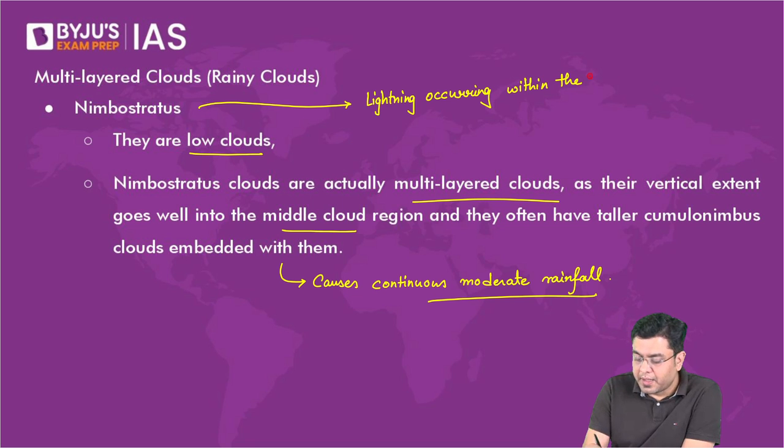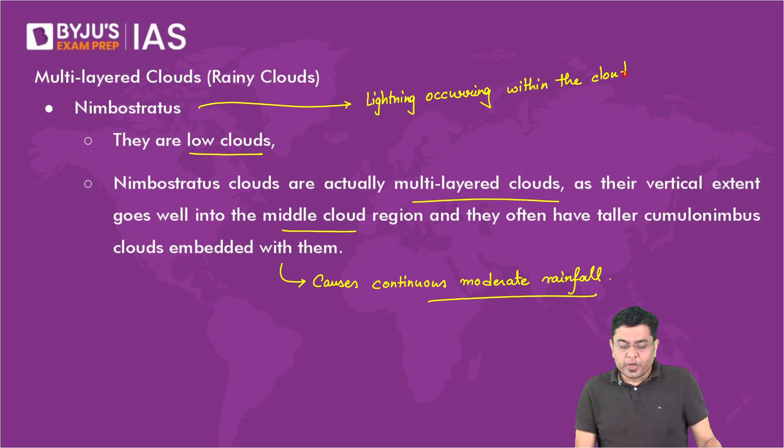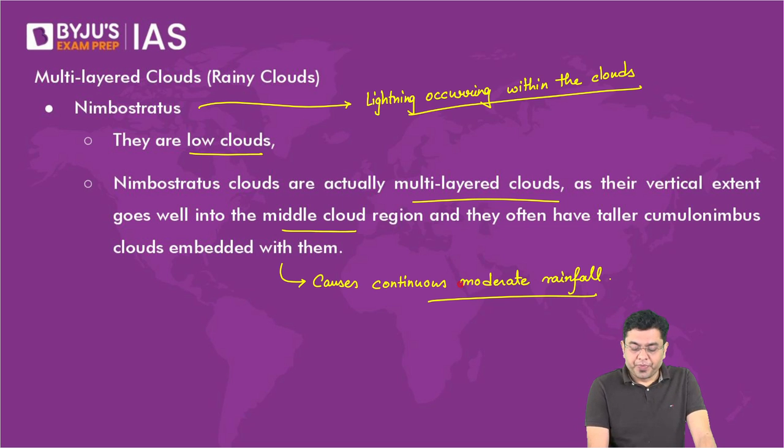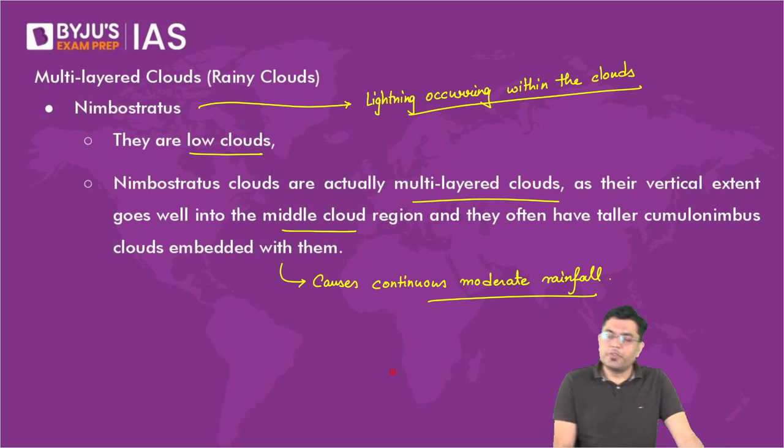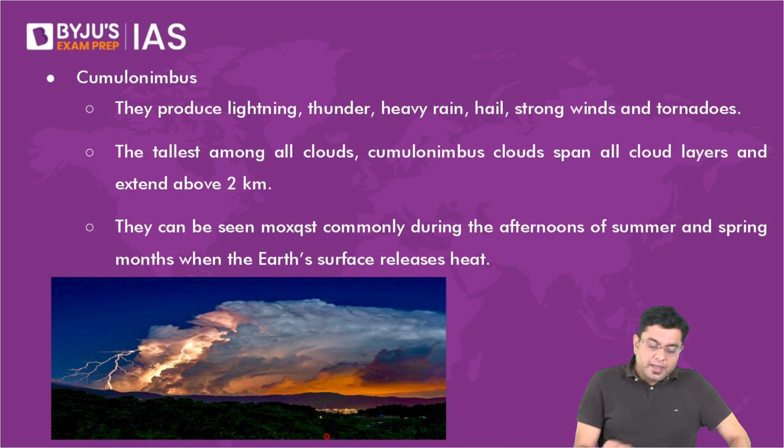Within the clouds themselves, that is what is nimbostratus. Then you have the most dangerous and the most violent of them all. That is what is cumulonimbus. So they will always produce lightning, thunder, heavy rain, even hail, etc. that we will see. So all of them.